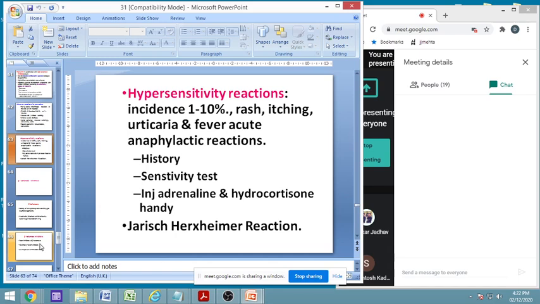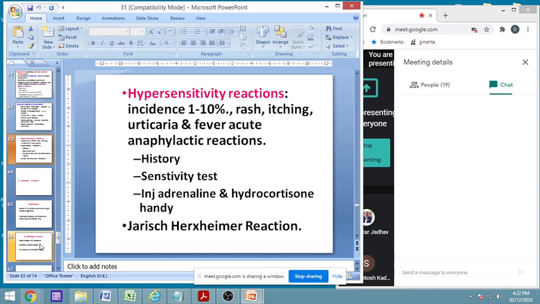We have seen that penicillins are very safe. Even a 100 times dose can be given. Suppose 1 gram is the stated dose, you can give even 100 grams without problem. We call it a very high therapeutic index. But the biggest problem is that in some patients there is hypersensitivity to penicillin.